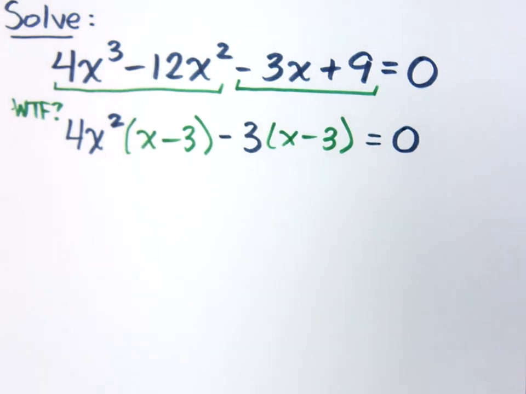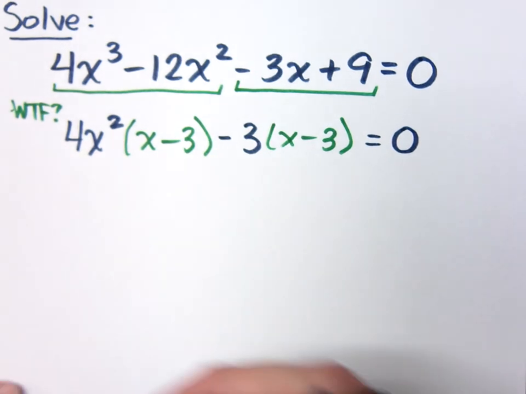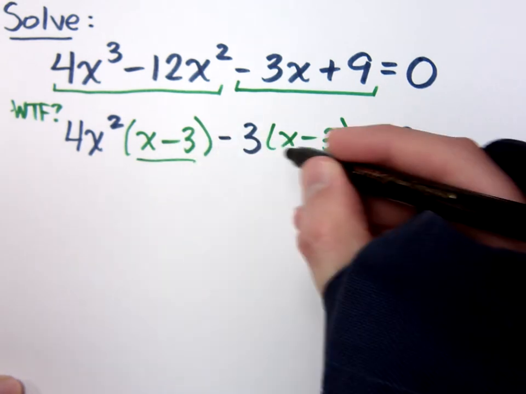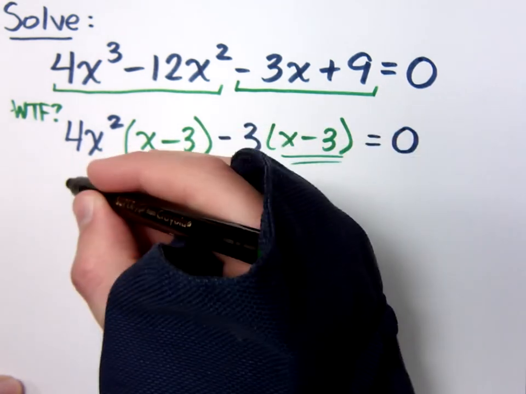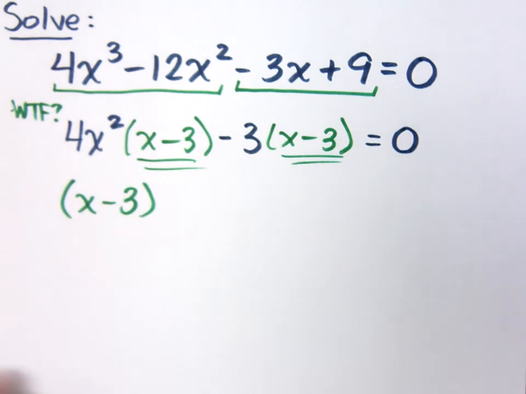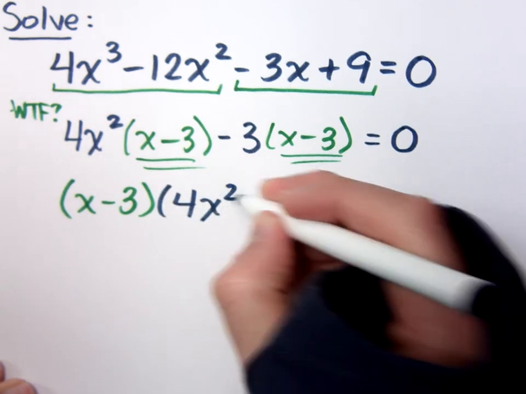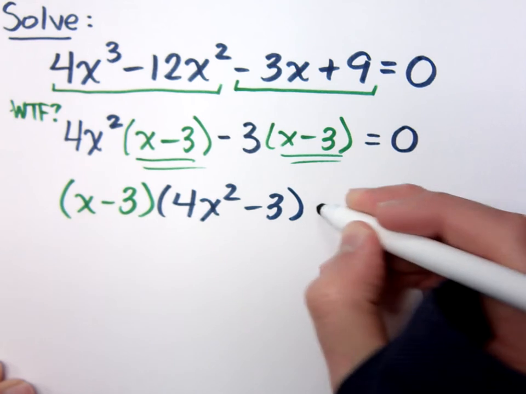Now, am I done factoring? No! This is just my thought process for factoring by grouping. To be factored, it must be completely written using multiplication, but it's not because of the minus there. So when I finish, there's my common factor of x minus 3 that I write out front. And then what's the other part? 4x squared minus 3, and this equals 0.